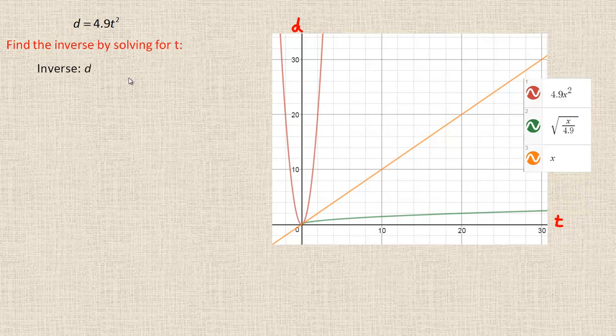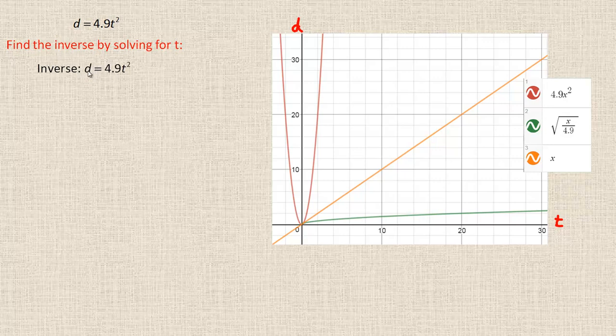In inverses, we often switch the x and y variables, but I'm going to leave d as d and t as t, because d does represent distance and t represents time, so I'm not switching the variables here. I'm just going to solve for this variable over here as opposed to the d. I can't switch it with d because t means time, d means distance. So I want to solve for t here.